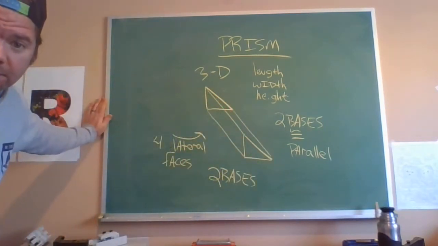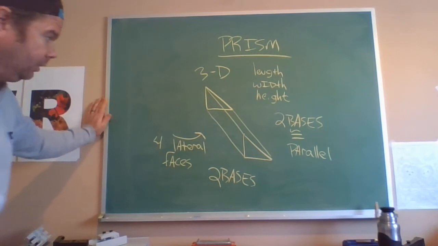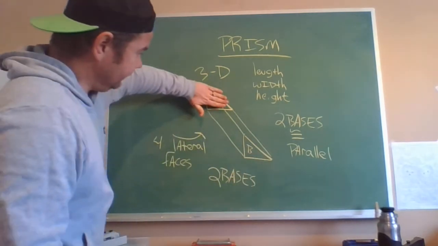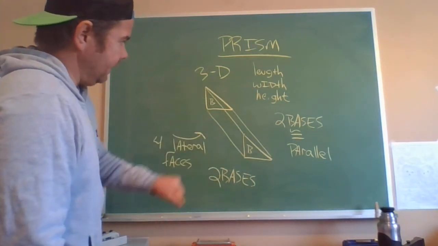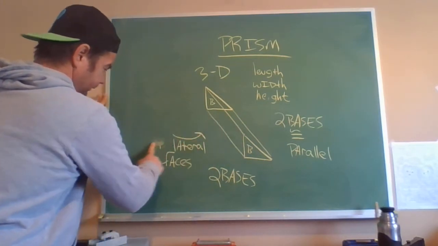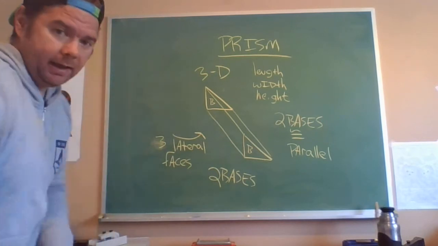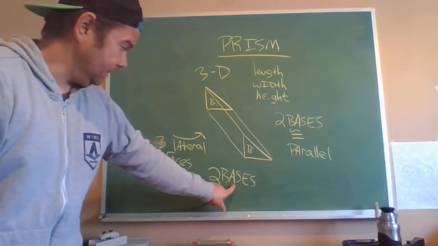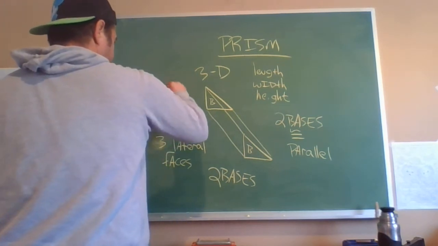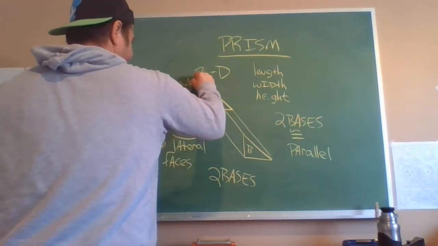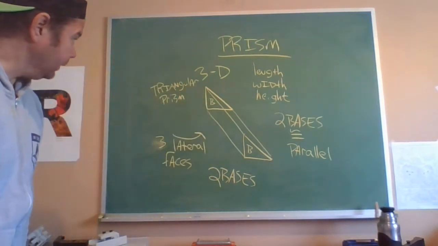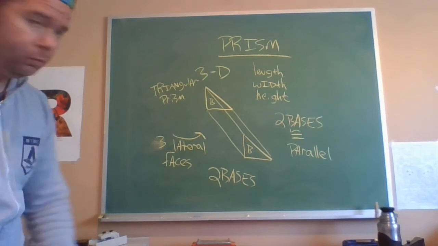Boom. I've drawn a pretty decent looking triangular prism where the bases right here and here are these two faces that are congruent and parallel to each other. This particular prism, since it's a triangular prism, would have three lateral faces. It would still have two bases. And yeah, this would be a triangular prism. Okay?